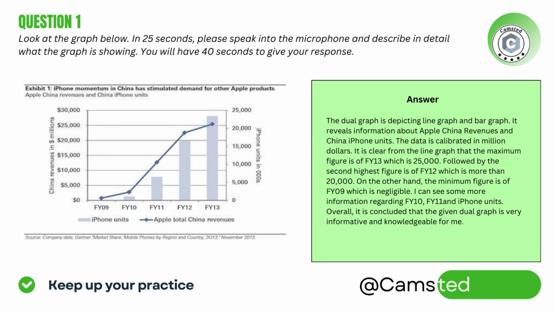The dual graph is depicting a line graph and a bar graph. It reveals information about Apple China revenues and China iPhone units. The data is calibrated in $1 million.